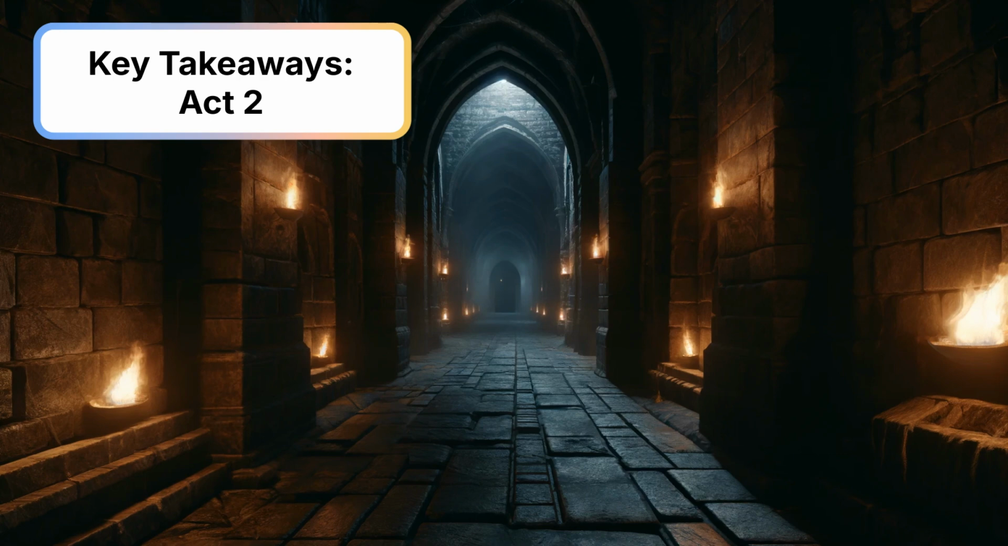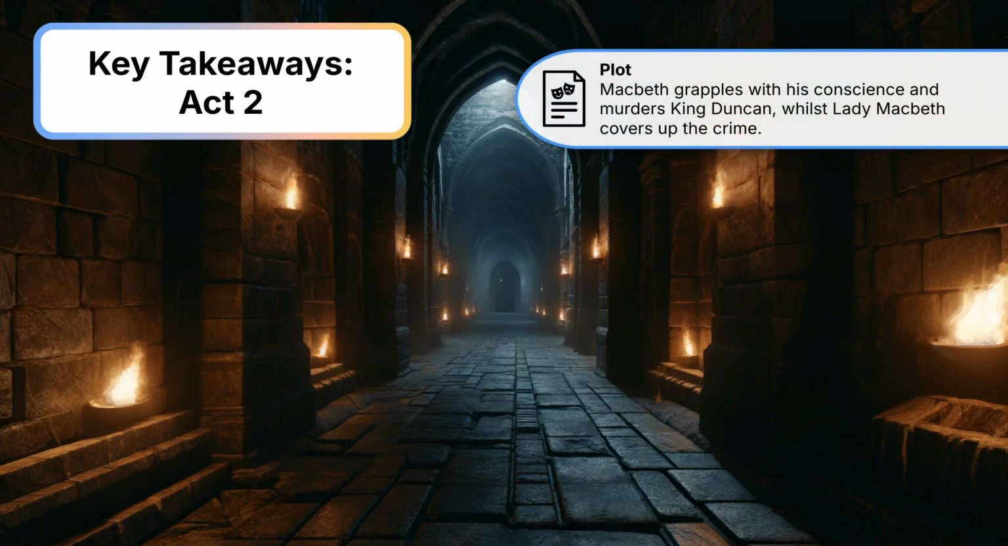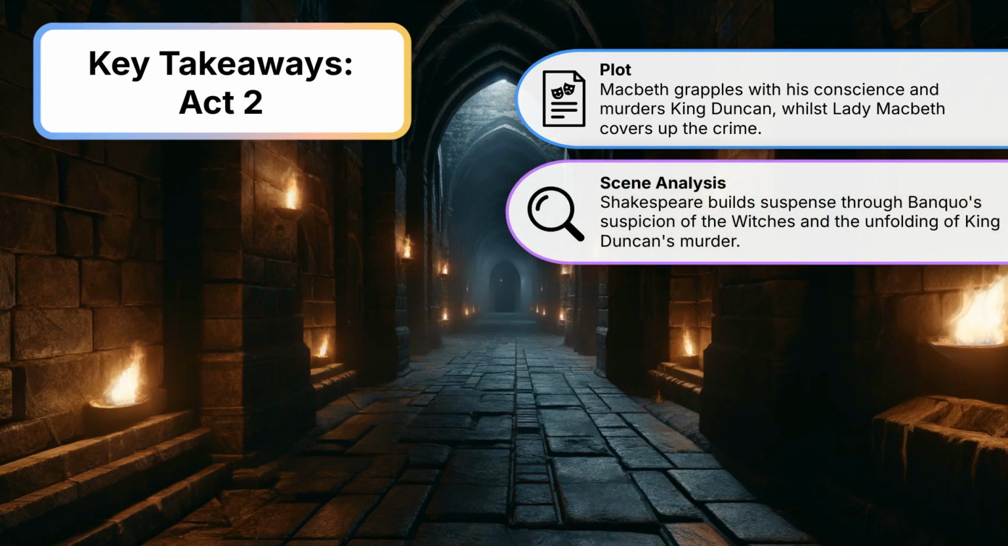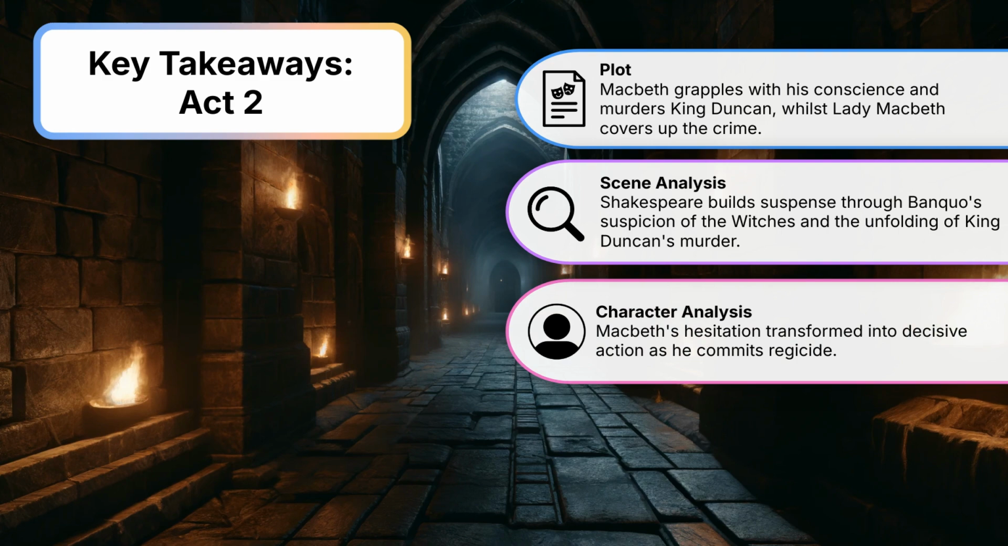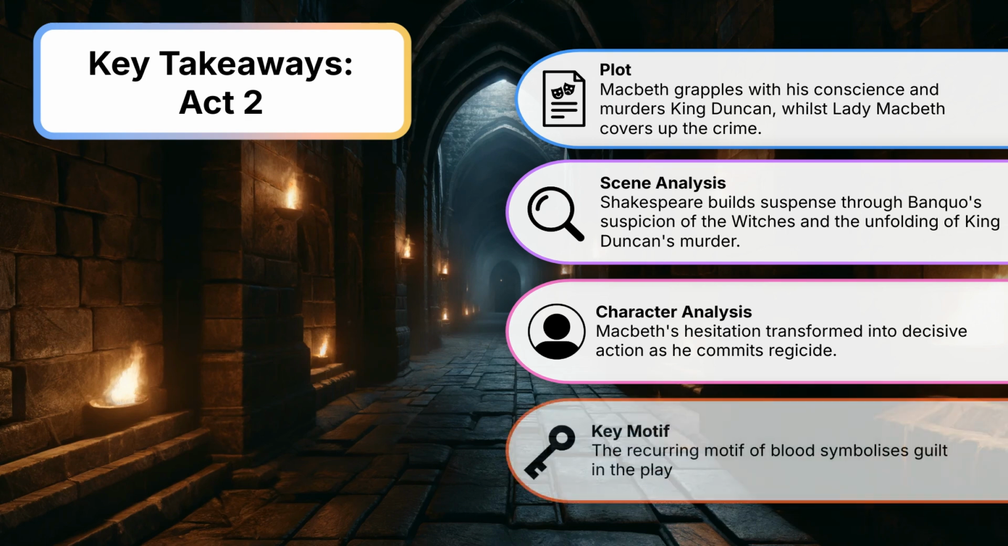So, that's it for today's lesson, students. In these scenes from Act 2, we've seen that Macbeth grapples with his conscience and succumbs to a hallucinatory vision, leading him to murder King Duncan, while Lady Macbeth takes charge of covering up the crime, revealing both their escalating guilt and unraveling sanity. We have examined how Shakespeare builds suspense through Banquo's suspicion of the witches and the unfolding of King Duncan's murder. We then witness Macbeth's hesitation transform into decisive action to commit regicide. Finally, we considered how the recurring motif of blood symbolizes guilt in the play.